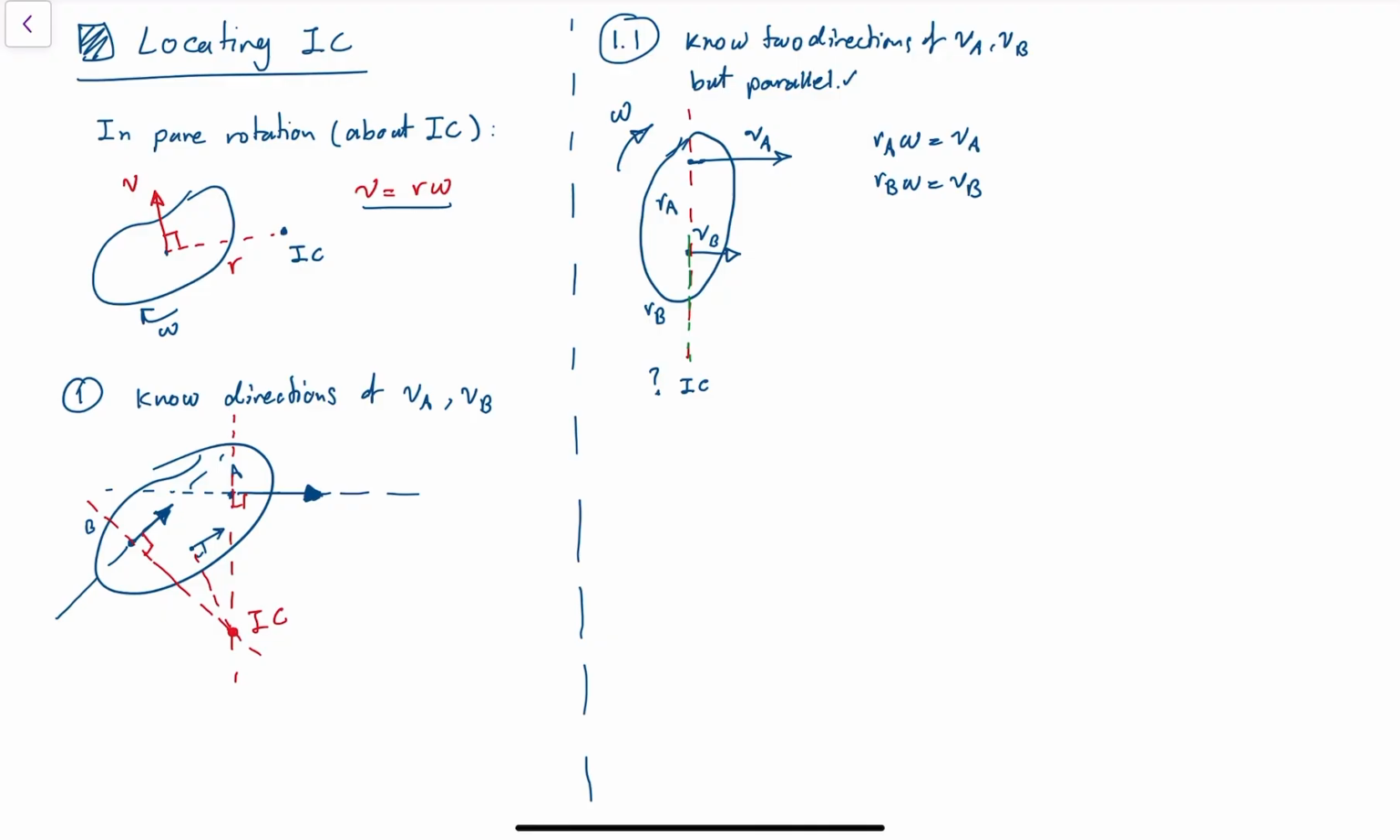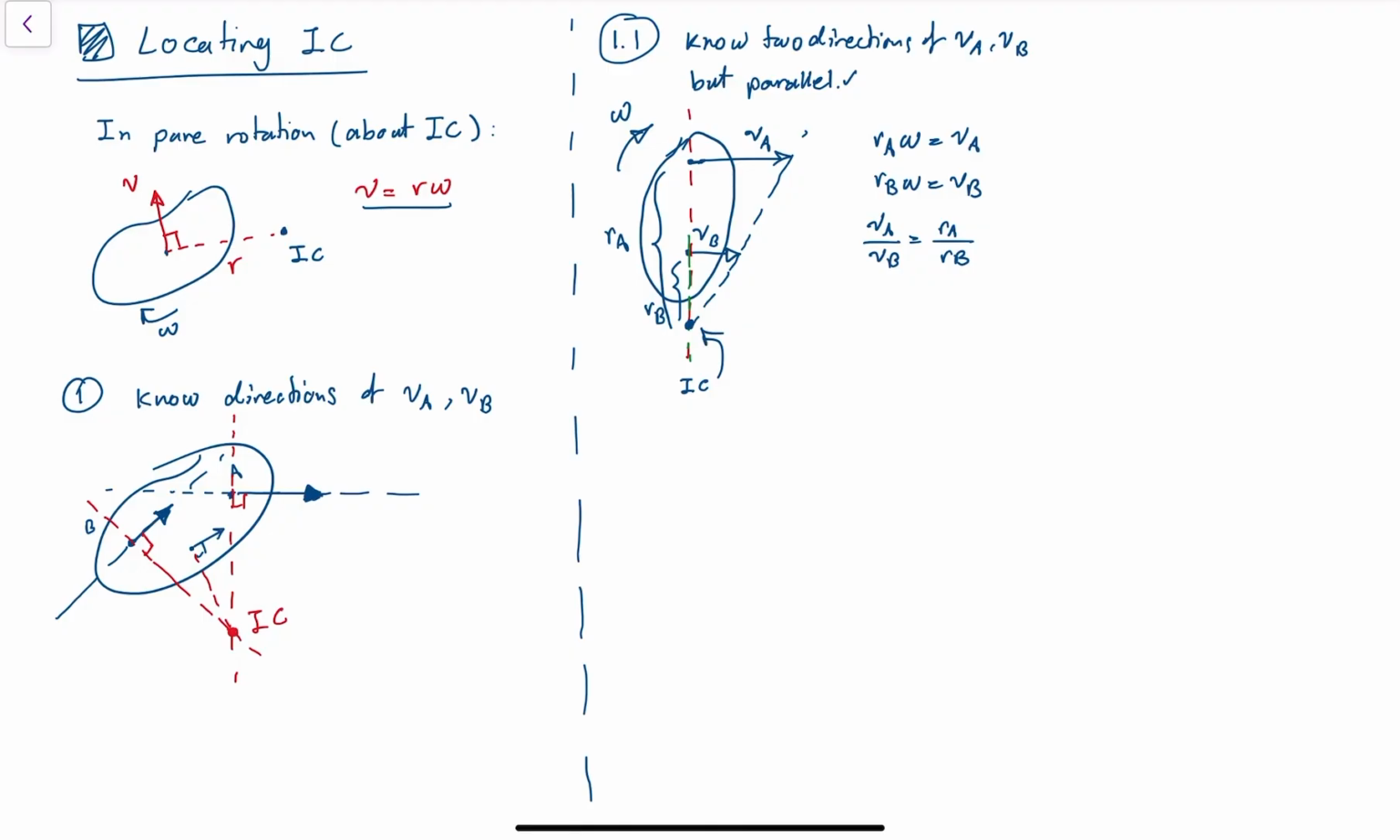Or you can divide these together. VA over VB is RA over RB. So the ratio of the velocities equals the ratio of the distances. If you remember geometry, your good old friend geometry, if you construct a triangle, then your RB and RA will satisfy this condition, and that is where your IC is going to be.